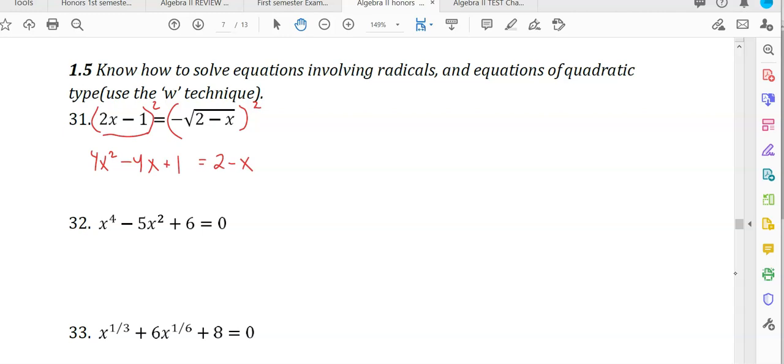Again, I'm going to be leery of this answer, so let's get this set equal to 0 here. So we get 4x squared. Let's see, if I add x, I get minus 3x.